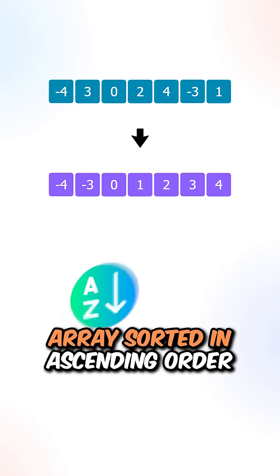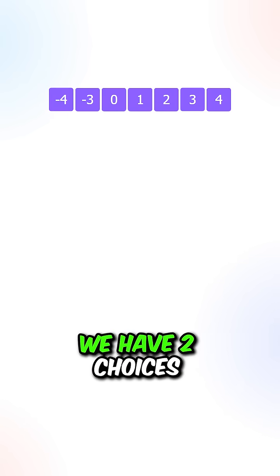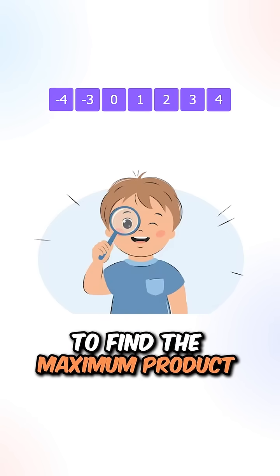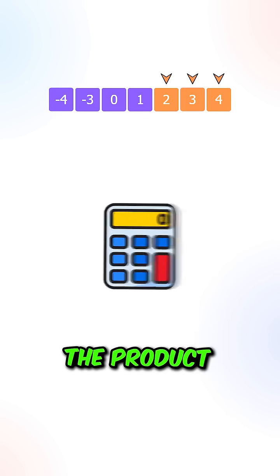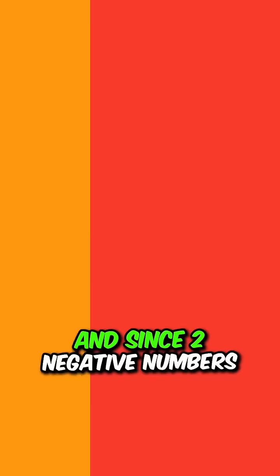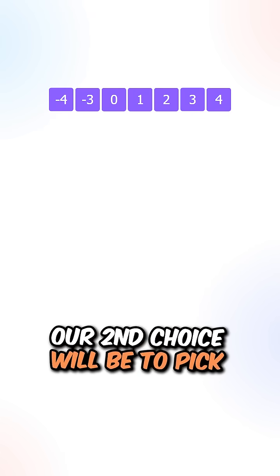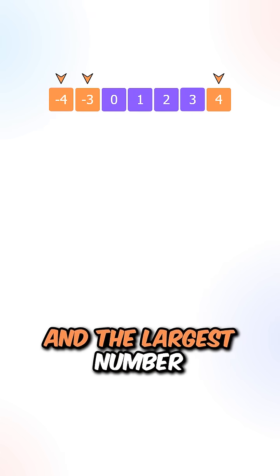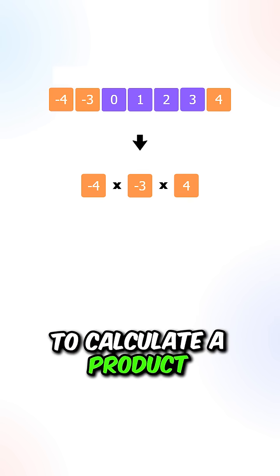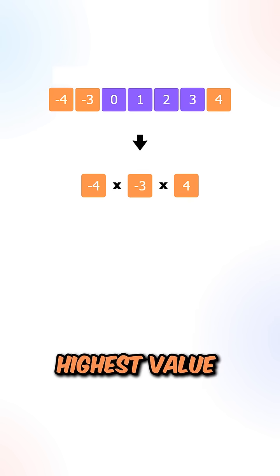Now let's say we have the array sorted in ascending order. We have two choices to find the maximum product. The first choice is to calculate the product of the three largest values. And since two negative numbers can generate a positive product, our second choice will be to pick the two smallest numbers and the largest number to calculate a product. We will pick the choice that will give us the highest value.